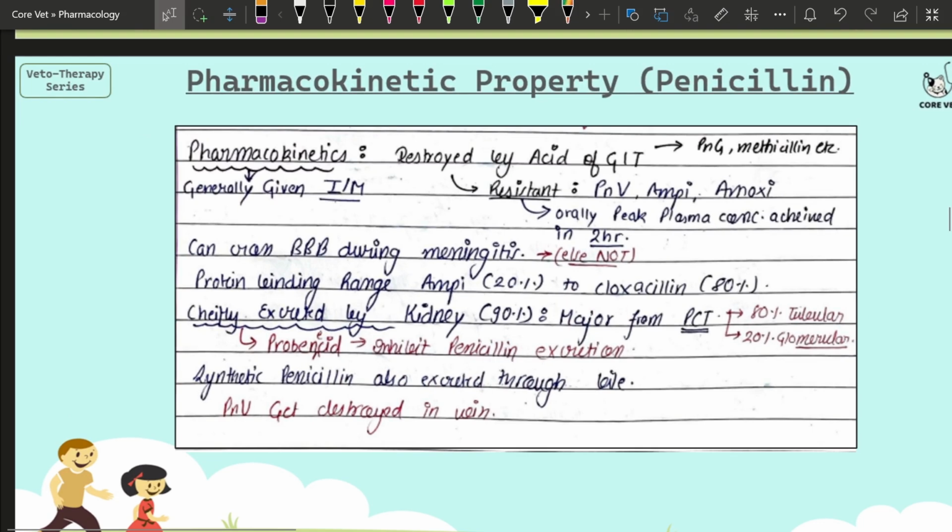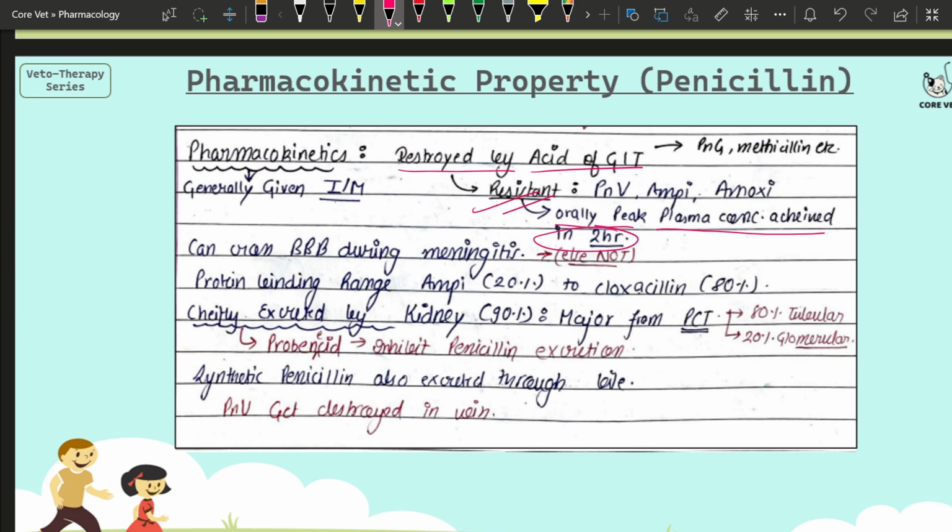Now, if we talk about the pharmacokinetic property, you can draw the pharmacokinetic property from the classification itself that I had taught you earlier, because I had told you about which are acid labile and which are acid resistant. It could be destroyed by the acid in the GIT. The acid labile ones were the penicillin G and the methicillin. And for the acid resistant, I had given you a lot of examples like penicillin V, ampicillin, amoxicillin. There were many.